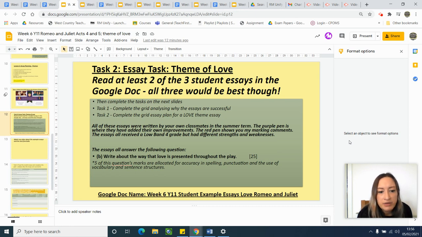So it answered the following question: write about the way that love is presented throughout the play. 5 of the marks are allocated for accuracy in spelling, punctuation, vocabulary, and sentence structure. Okay, so there's a SPAG mark on this exam. So you can open the Google Doc, which is named Week 6, Year 11 Student Example Essays, Love, Romeo and Juliet.